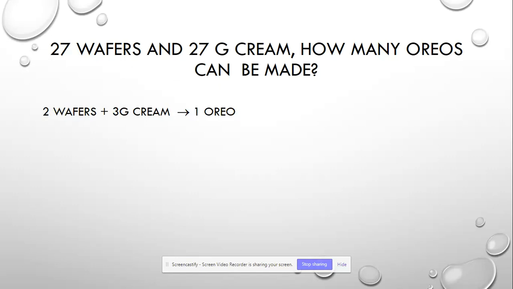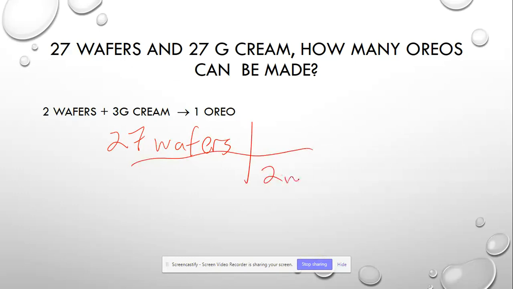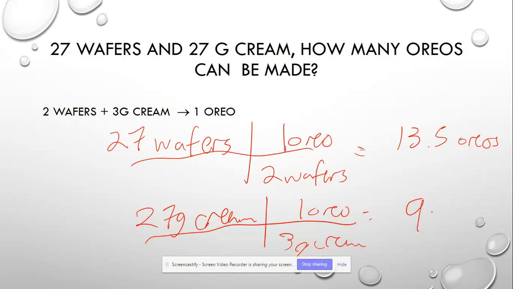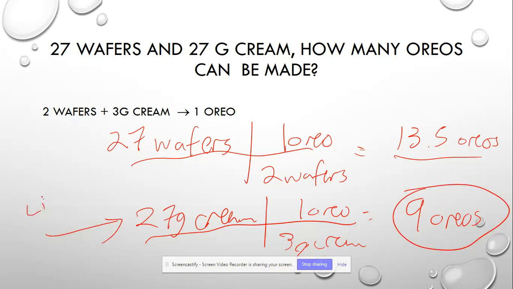So if you have 27 wafers, you want to figure out how many Oreos those wafers make. And you know, 2 wafers make 1 Oreo. And therefore, that's about 13.5 Oreos that you can make. But with 27 grams of cream, and you know that there's 3 grams of cream per Oreo, that means you can only make 9 Oreos. So even though you had enough wafers for 13.5 Oreos, you're only going to be able to make 9 Oreos, and that makes the cream the limiting reactant.